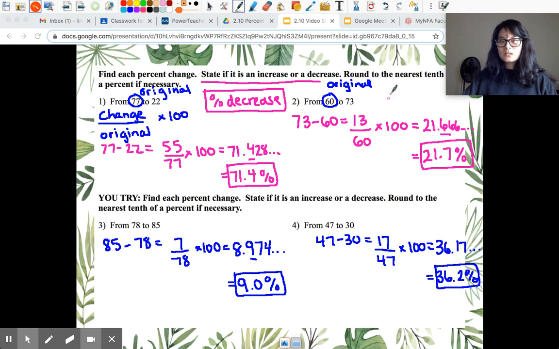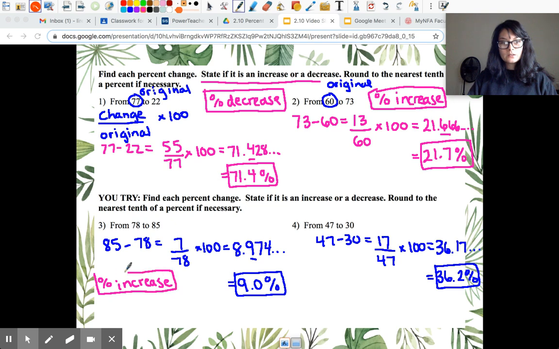We went from 60 to 73. This was a percent increase because the number went up. I'm glad I caught that. For number 3, we went from 78 to 85, so this is a percent increase. So that's also something that should be included in your answer. And then for number 4, we went from 47 to 30, so the number went down, so this is a percent decrease.